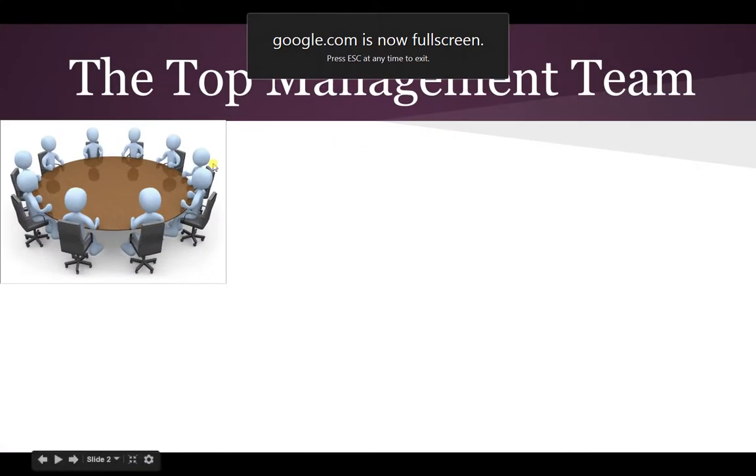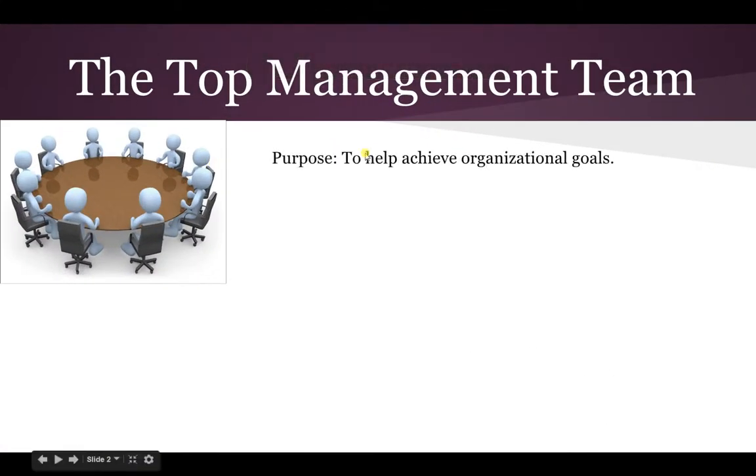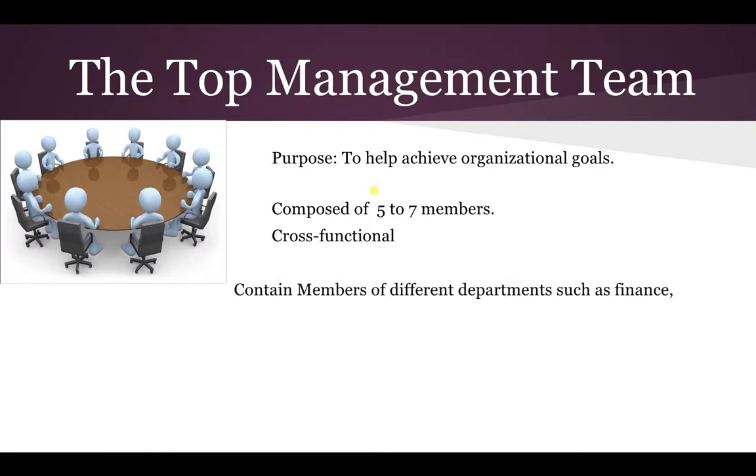Top management teams. The purpose of this team is to achieve organizational goals. This team usually has 5 to 7 members, can be cross-functional, and are responsible for developing the strategies that result in an organization's competitive advantage. A top management team is a group composed of the CEO, the president, and the heads of most important departments.